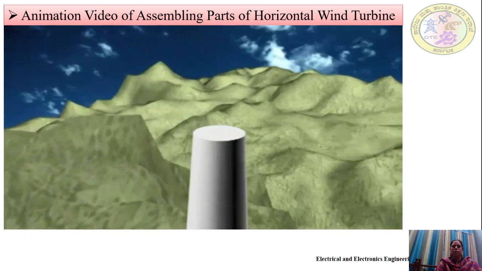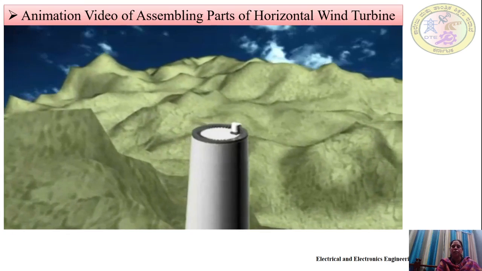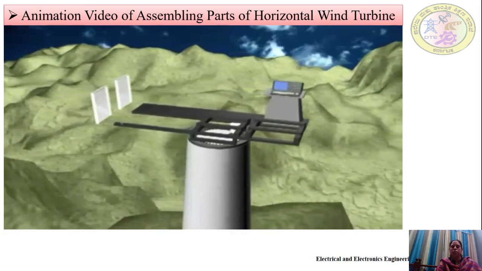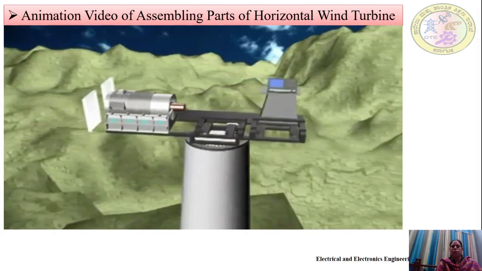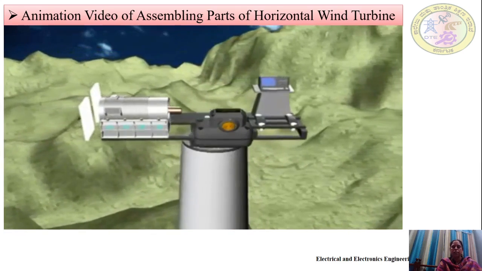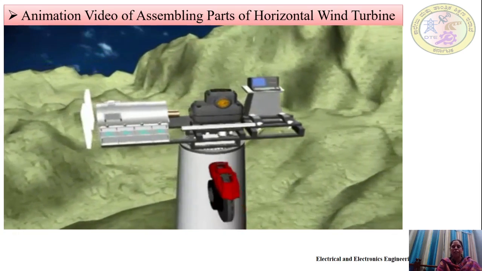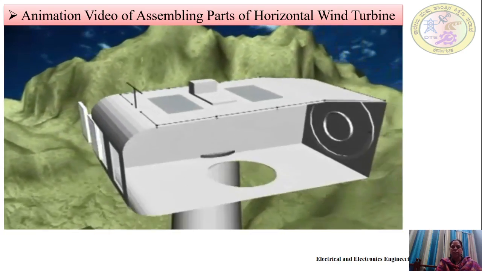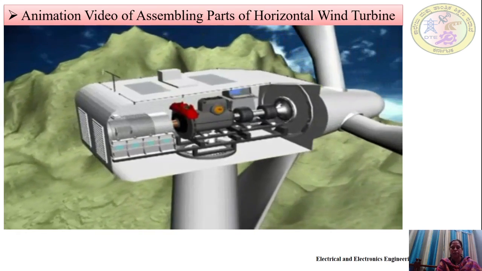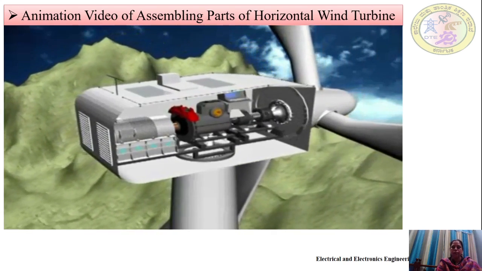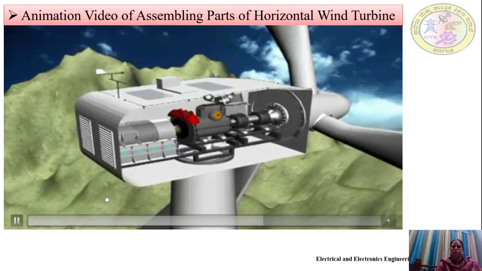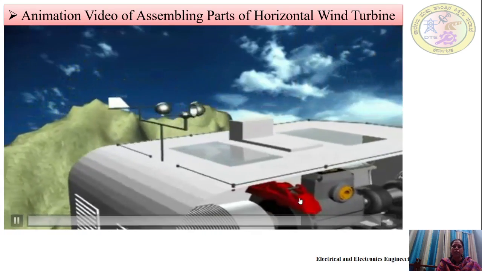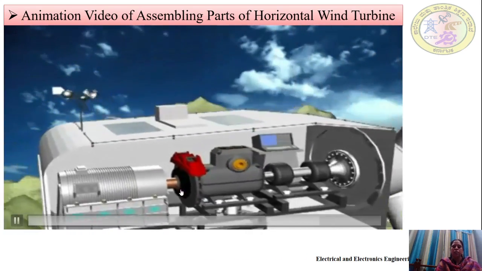This is the tower first, bearing upon which the nacelle will be placed, the controller, the components inside the nacelle, generator, shaft, you can see the gearbox. Everything is placed inside the nacelle. So you can see the shafts over here. One shaft is connected between the hub and the gearbox, another shaft between the gearbox and the generator.